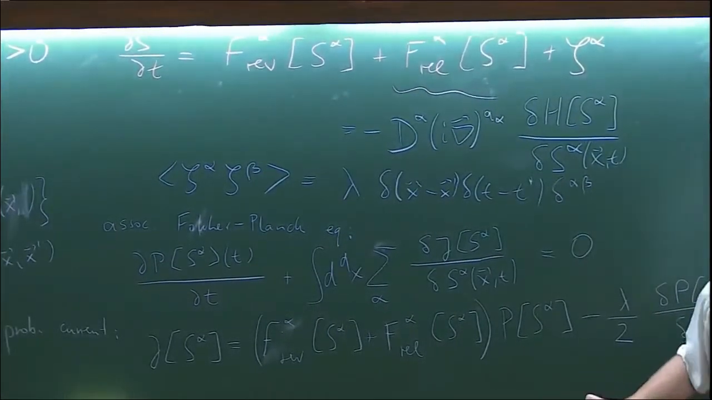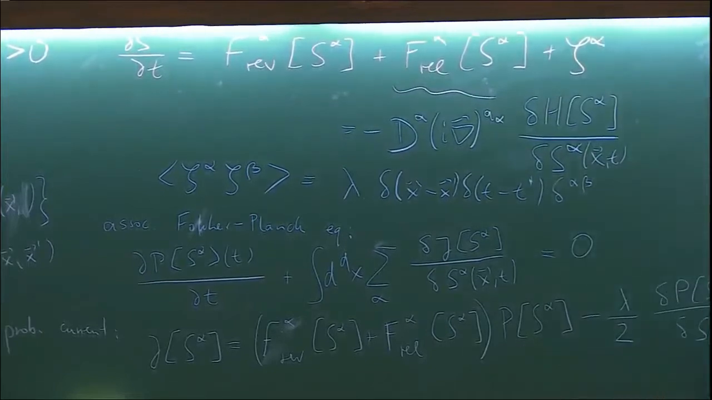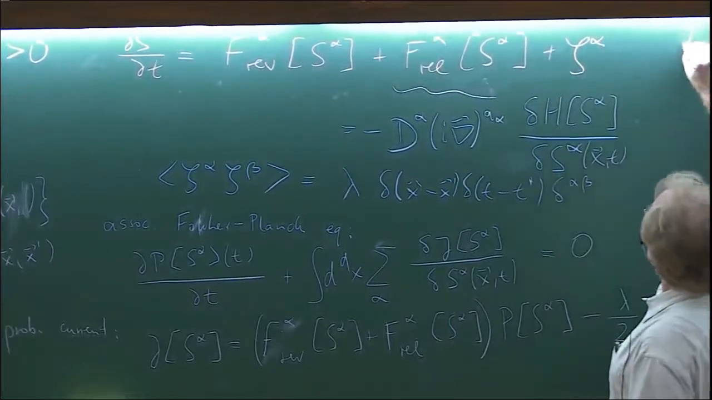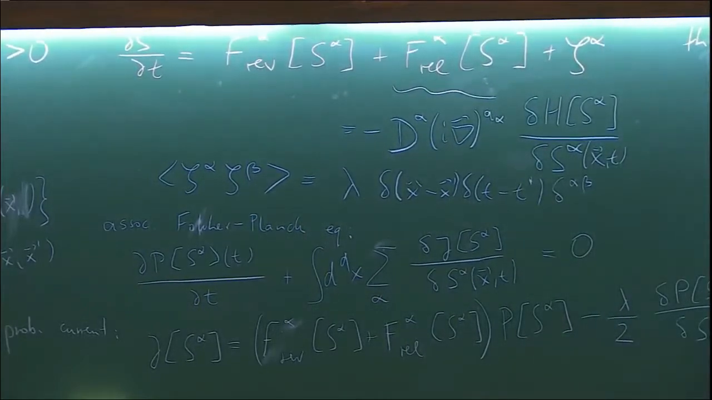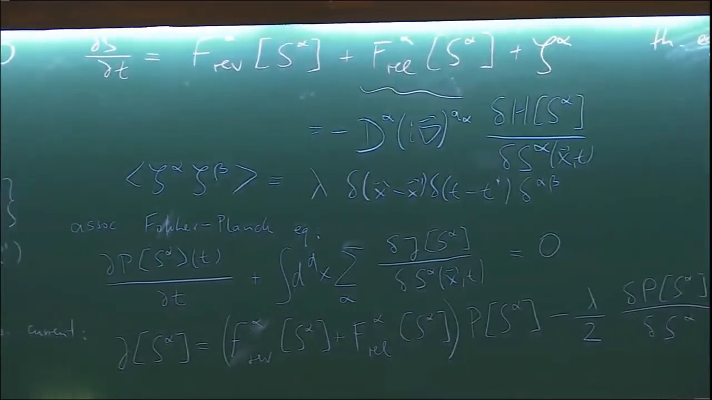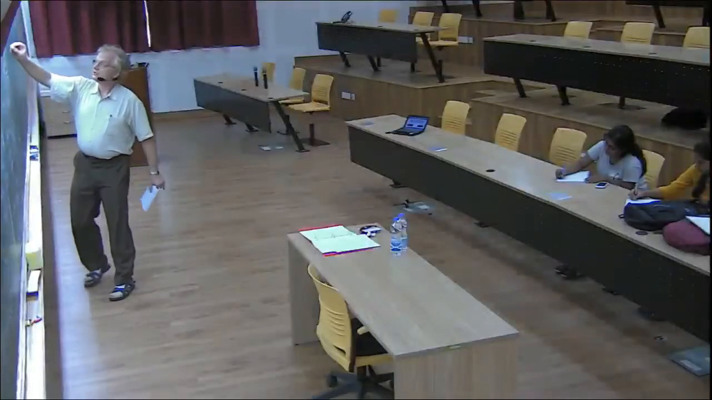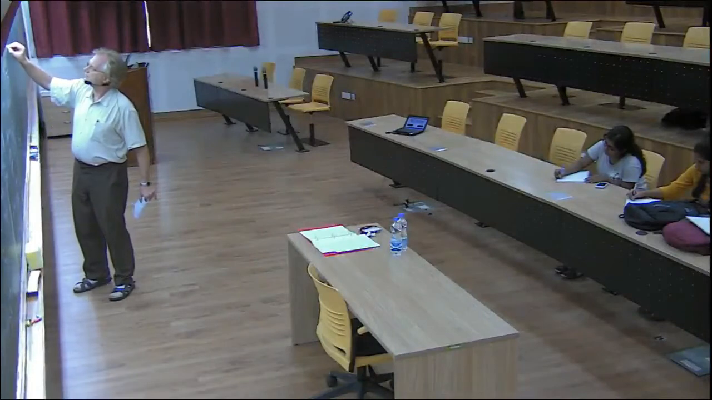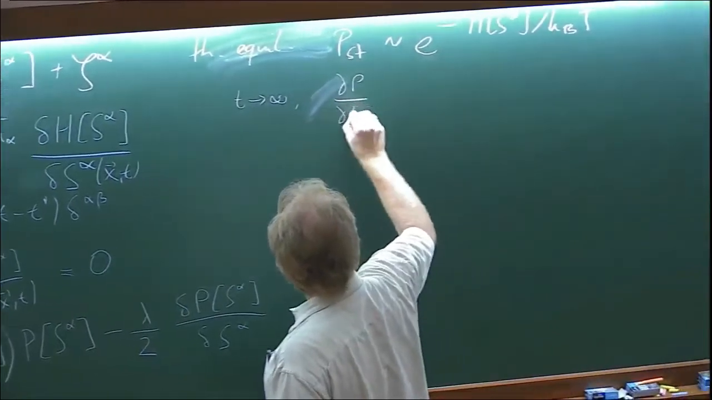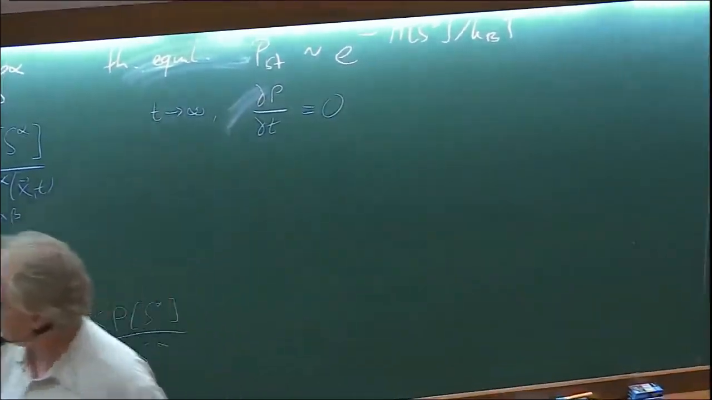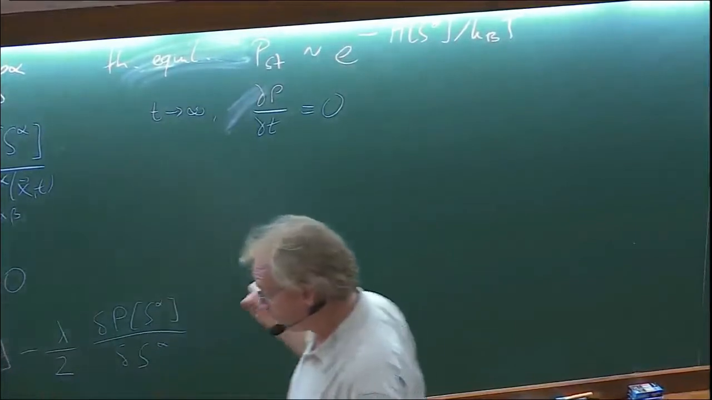We want to make stronger statements. We would like to have thermal equilibrium. Okay? In thermal equilibrium, we want the stationary distribution to be e to the minus Hamiltonian over kT. So if I look at the stationary limit, t to infinity, which means dp by dt is 0, so I can forget this bit, I need to somehow get this to 0.